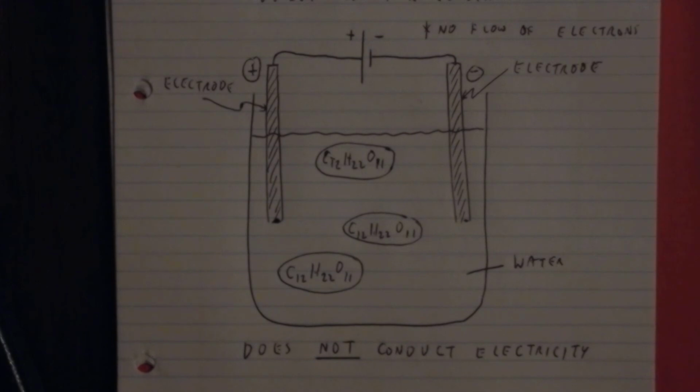So this is why a sugar solution does not conduct electricity. It's because it's covalent or molecular. No ions, you don't have an electrolyte.